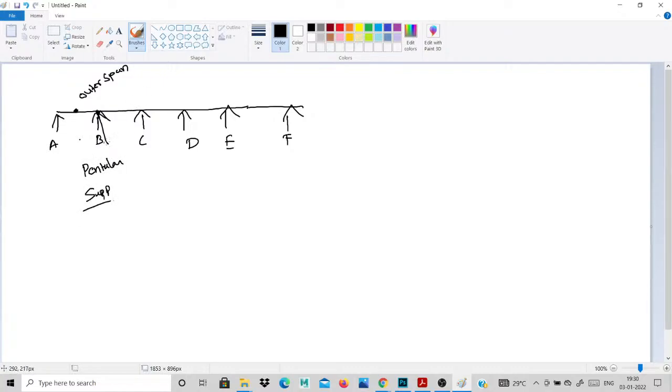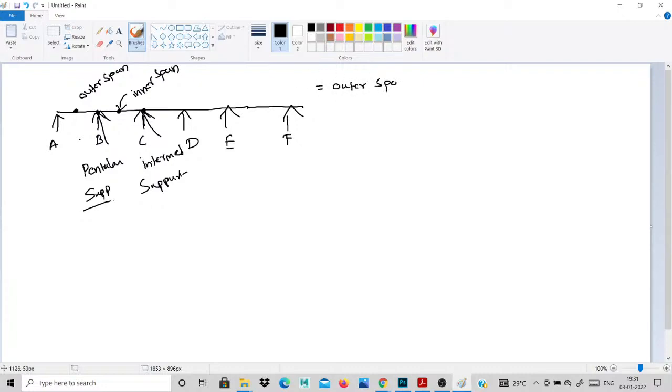You go for BC. BC is an inner span. Then C is an intermediate support. Now it's clear. AB is the outer span. Then BC is the inner span. Then B is a penultimate support. Then C is the intermediate support. Same like this, the same equal span. The same procedure will be followed on this side also. Then first of all, the outer span.